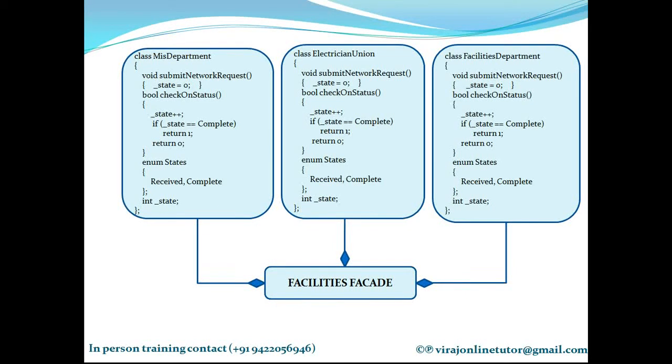So what are the three different advantages of a facade? First advantage is facade isolates the clients from the complex subsystem. It isolates the clients from complex subsystem classes. Second advantage, it promotes loose coupling between clients and subsystem classes. Third advantage is it does not prevent applications from using the subsystem classes directly if they need to.